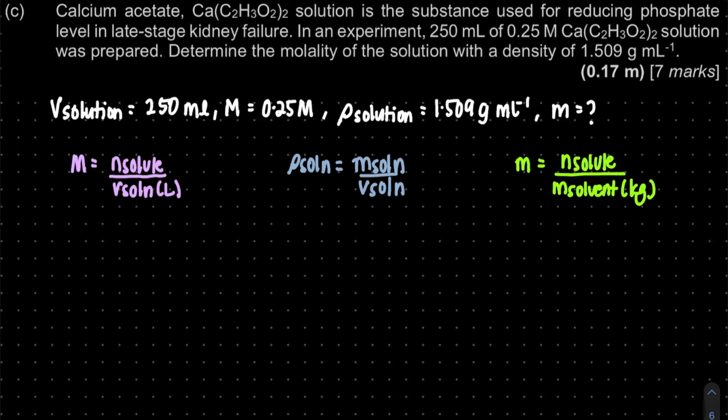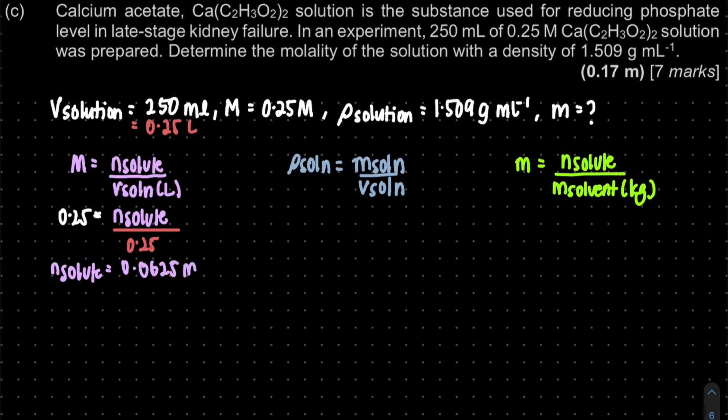So I'm just going to substitute first. I'm going to settle my molarity first. Here 0.25 is equal to the mole of solute, but the volume of solution must be in liter, so here we have to change the volume to 0.25 liter. So divide by 0.25. Hence, we get the number of mole to be 0.0625 mole.